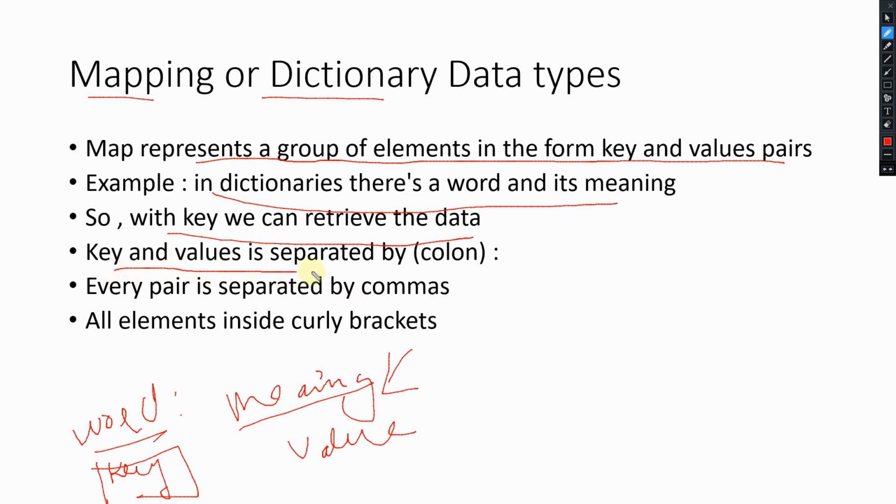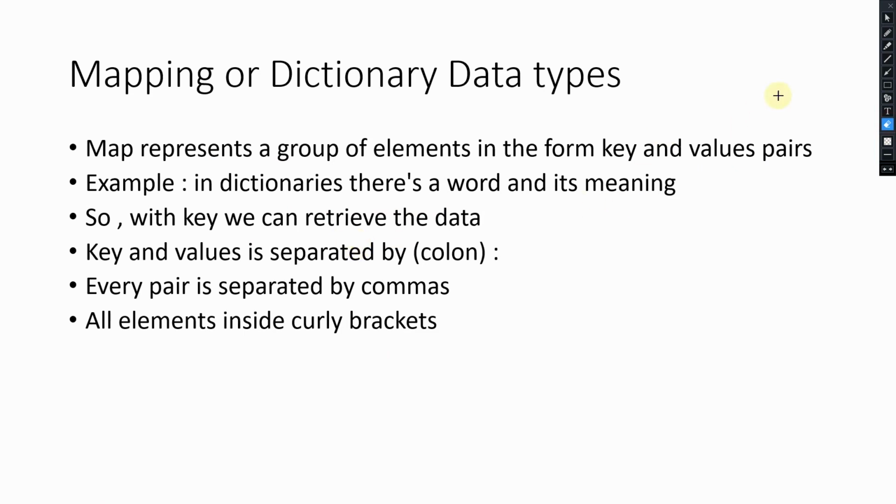Keys and values are separated by colon, and every pair is separated by commas. All elements inside curly braces. We'll see that in the next slide. So just remember, dictionaries are nothing but think just of the dictionary. That's a word and a meaning, right? So dictionary is nothing but keys and values, pairs of keys and values.